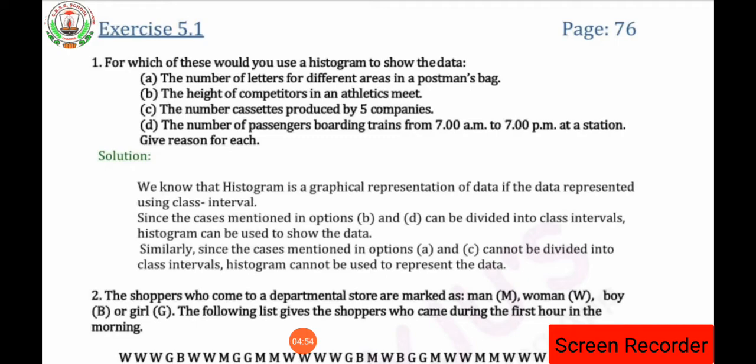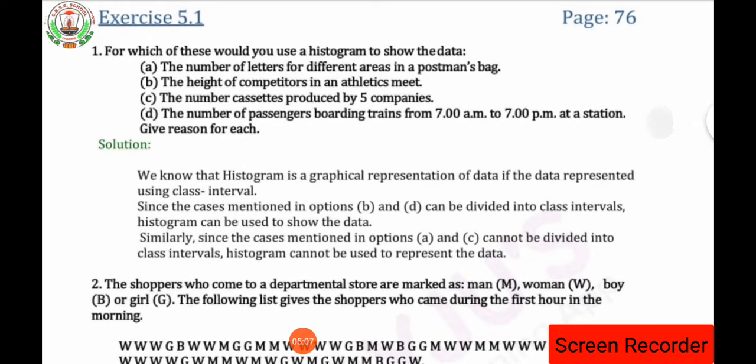Okay, then next what we are going to see on page number 71 of the NCERT book, that is raw data. Usually data available to us in an unorganized form is called raw data. What do you mean by raw data? Suppose here in this question number 2, we have the alphabets WWGG, GB, WWM, GG, MM, like this the data we have, isn't it? This data which we have is in an unorganized form, that means it is not in a sequence. That data is called raw data.